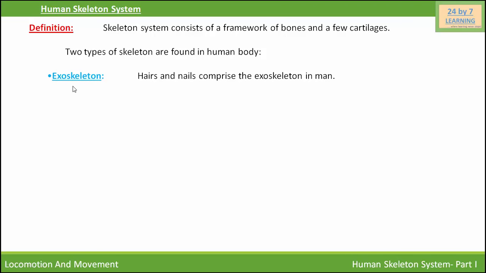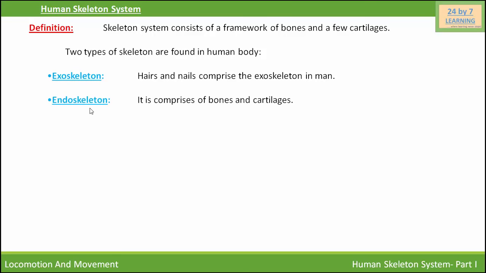First we are going to discuss the exoskeleton. The skeleton which is external is called exoskeleton. It is a rigid, protective and supportive covering present outside the body. Hairs and nails comprise the exoskeleton in humans.